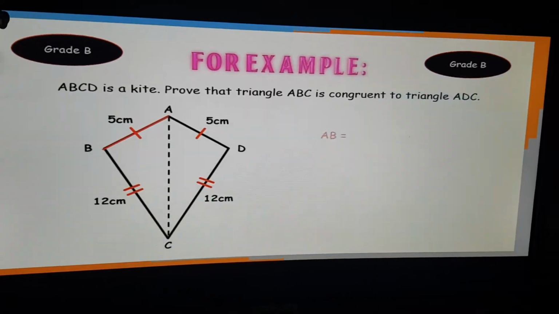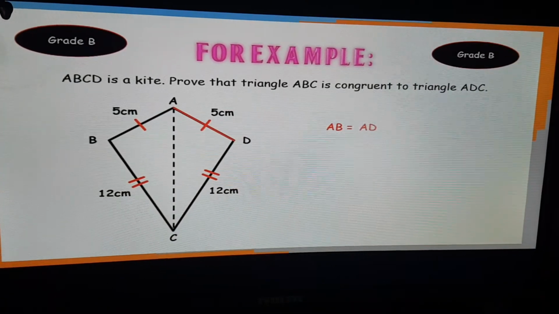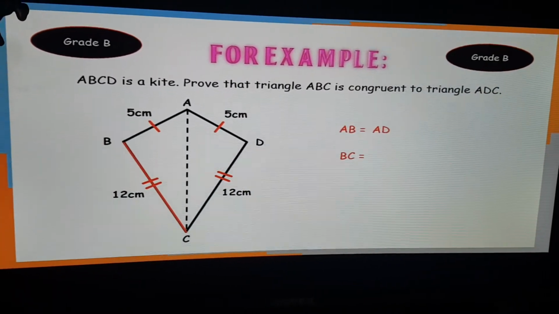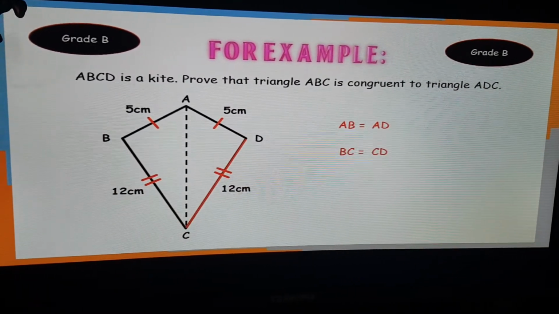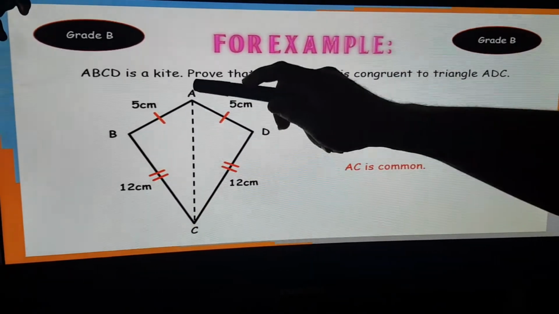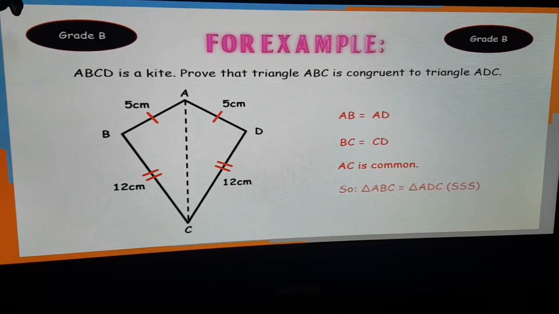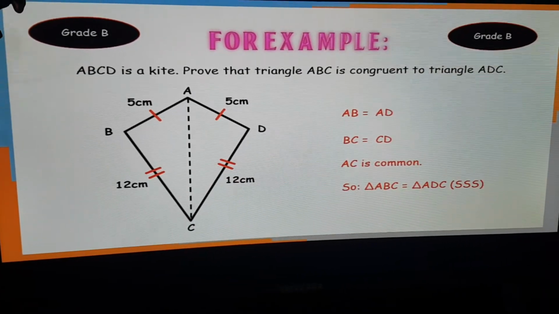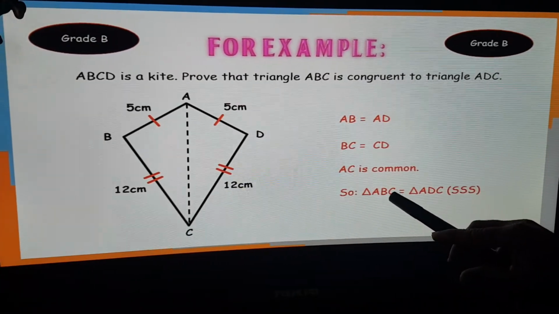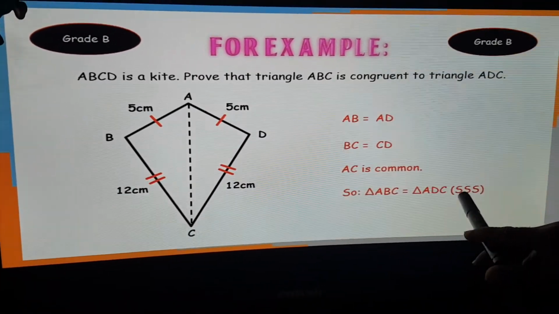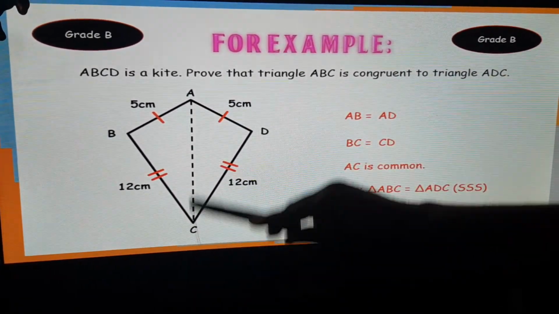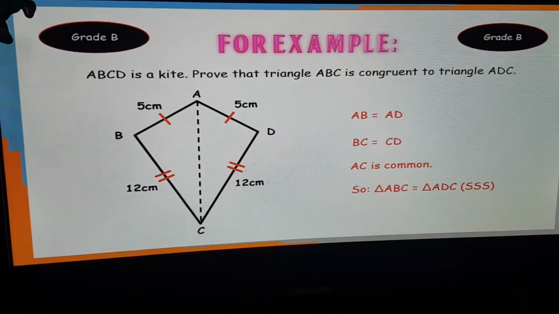So let's see. AB is equal to AD. Then BC is equal to CD. And AC is common. AC is the line of symmetry. Finally, we have triangle ABC congruent to triangle ADC. Side, side, side. It means all three sides are congruent.